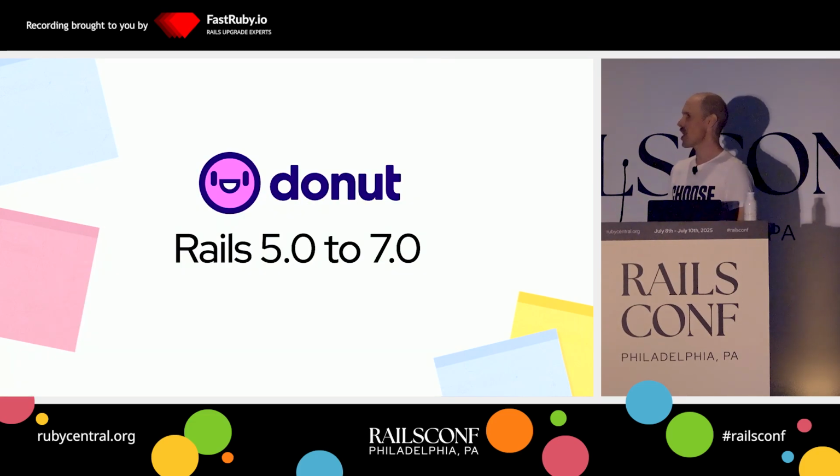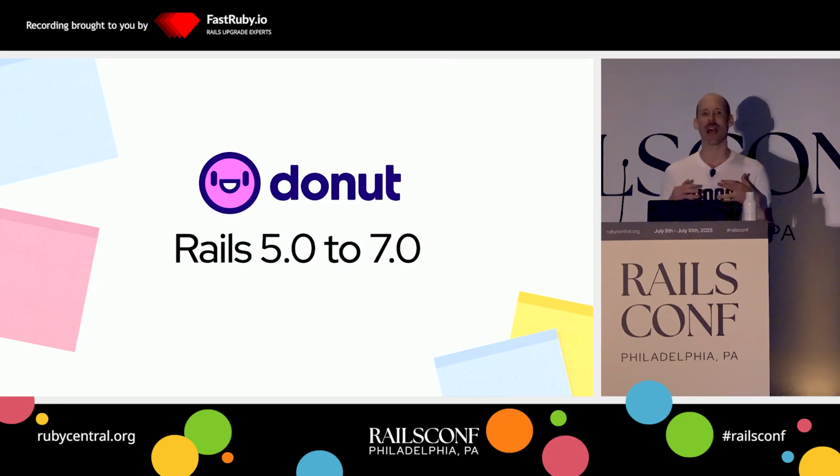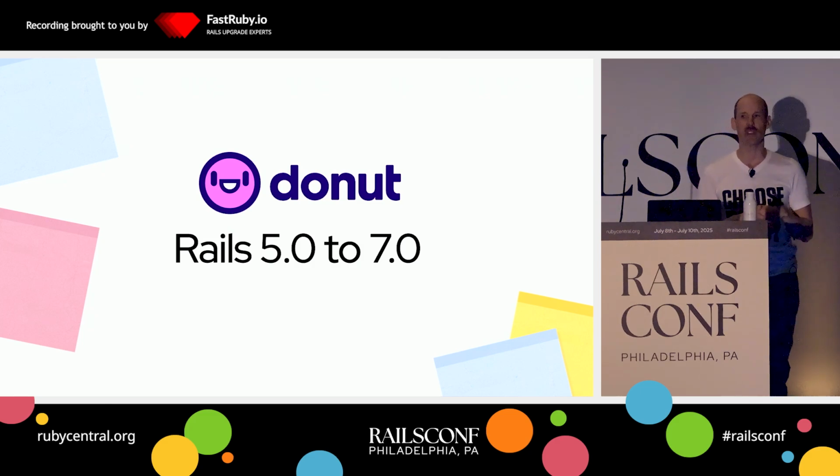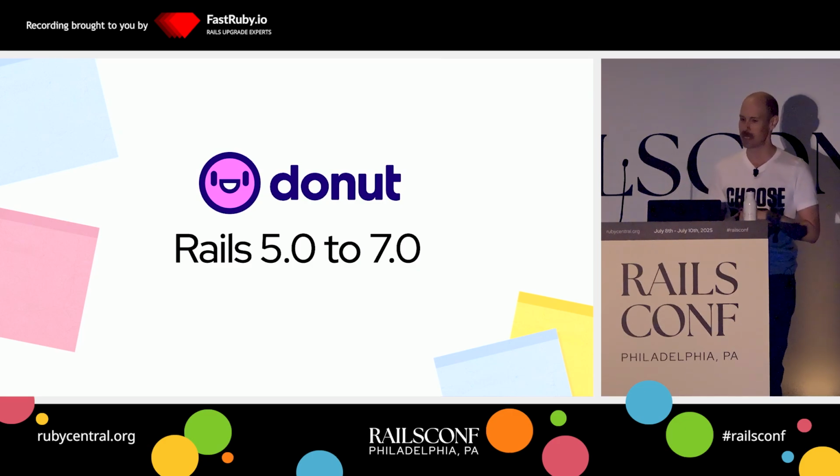So recently at Donut, we went through a series of Rails upgrades from version 5 to version 7. And we did this in the kind of recommended way. We went really slow, really careful. We didn't go from 5.0 to 7.0. We went one incremental version at a time.